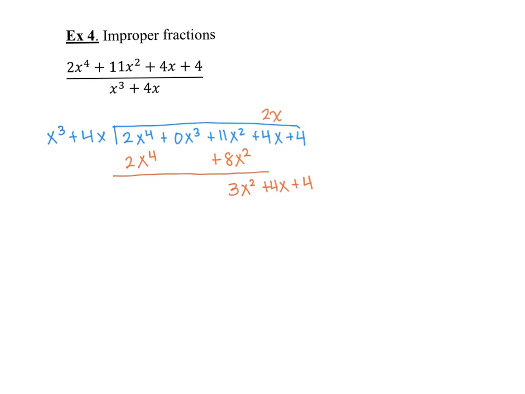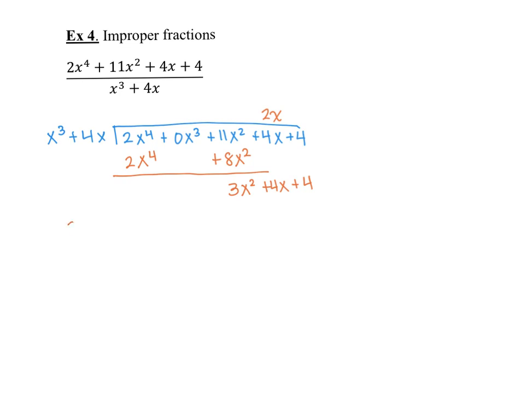Okay, now if I kept going, let's look at it real quick. What do I multiply x cubed by to get 3x squared? This is too high a degree, so actually it doesn't keep going. You could write it as 2x or 2x plus 0, but my long division step is done. Okay, I'm going to rewrite this as a mixed fraction.